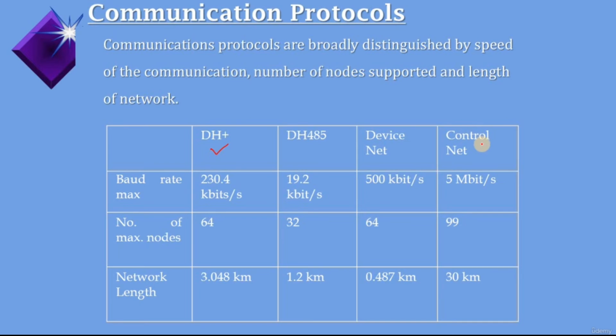Let us throw some light on ControlNet. The baud rate of ControlNet is 5 megabits per second, the number of maximum nodes is 99, and the network length is 30 kilometers. If you observe the network length here, as the network length changes, the baud rate will vary. We have to take care of all these things and know the values, and then we can select the appropriate communication cable in order to download the data.